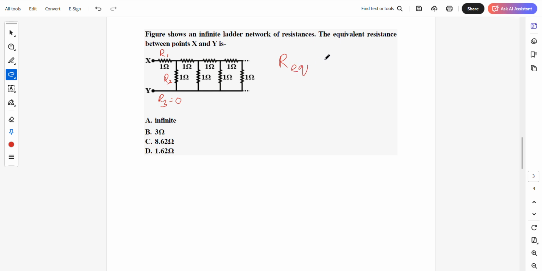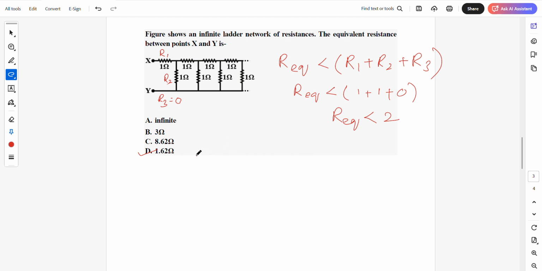The resistance between x and y will be less than R1 plus R2 plus R3. Now see here, R equivalent will always be less than what? R1 is 1, plus 1, plus R3 which is 0. R equivalent is less than 2. Less than 2 has only one answer, that is 1.62. Directly you can do this.